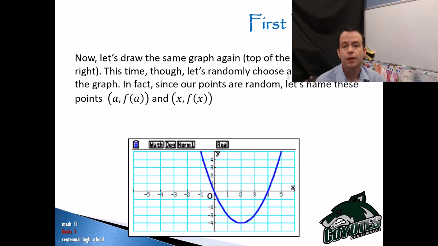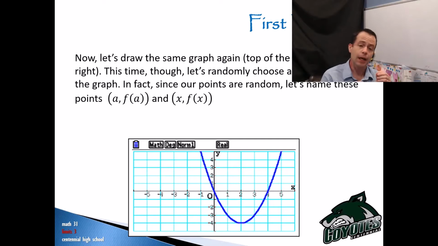So let's draw the same graph again. This time we're going to randomly choose 2 points. So I'm not going to place myself anywhere that I know, okay? So because our 2 points are random, I'm going to call one point A. Now, if I call one x value A, the y value has to be f of A, right? Because I'd be putting A into the function. And so the x value will be A, the y value will be f of A. I could have just as easily used B and f of B or C and f of C.